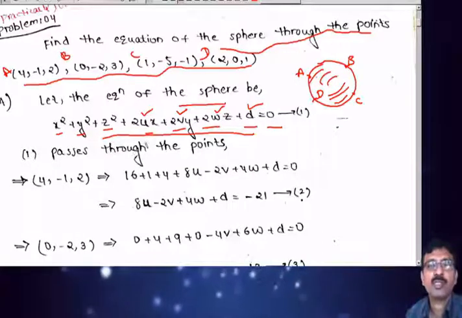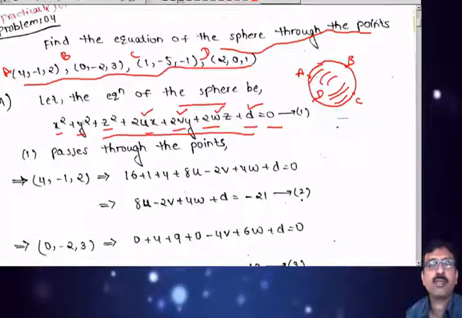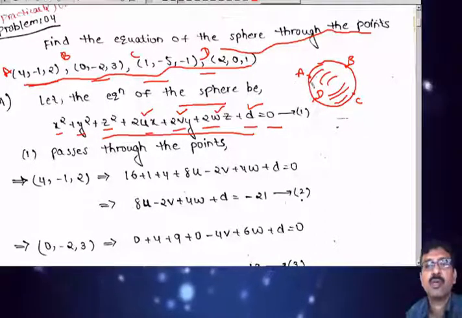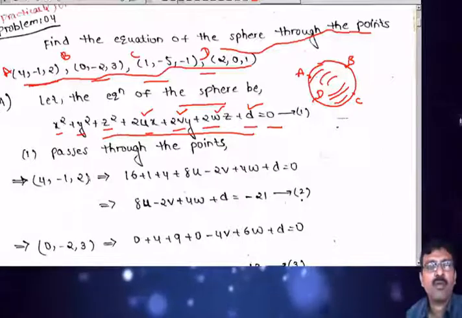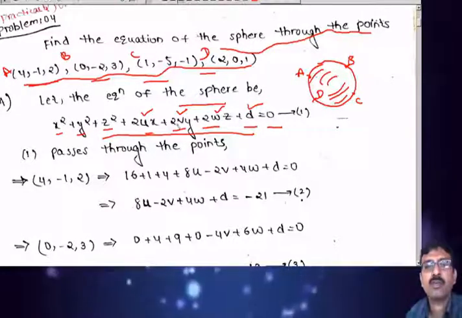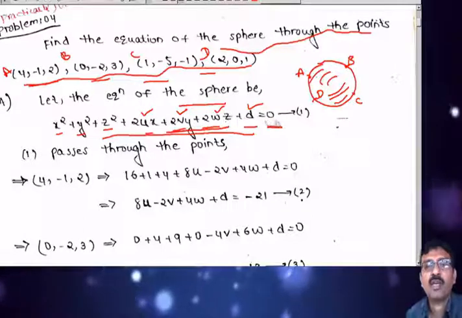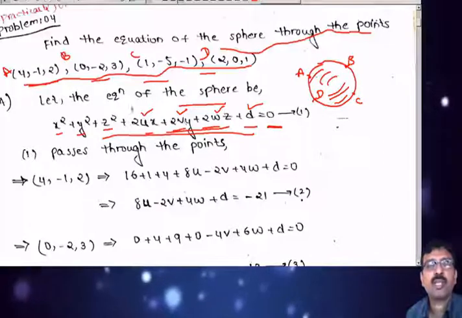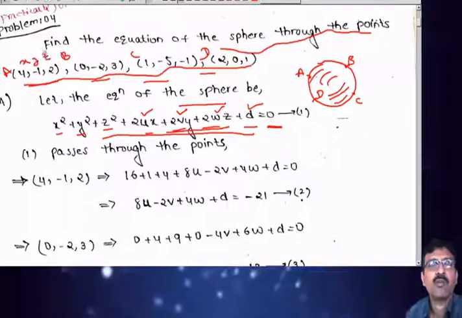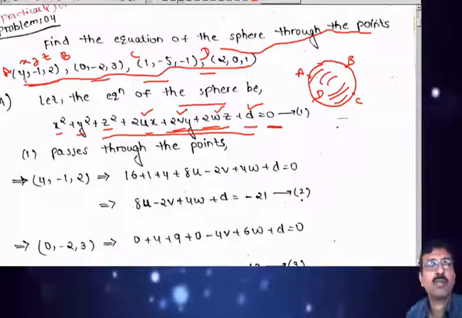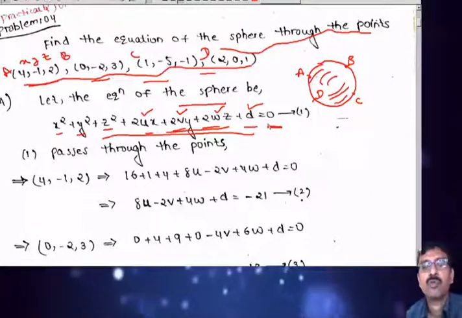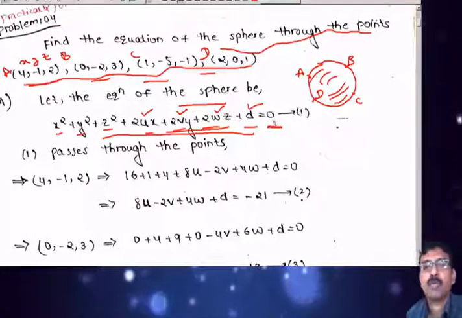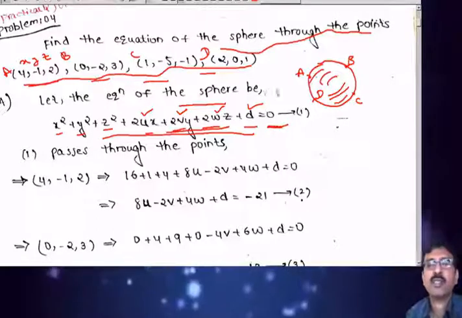So for this, since all the points A, B, C lie on the sphere, if you substitute them one by one in the equation, the left side and the right side should be identical. That is, if we replace x, y, z by the first point's coordinates, we should have equal to 0. Why? Because the point lies on the sphere.